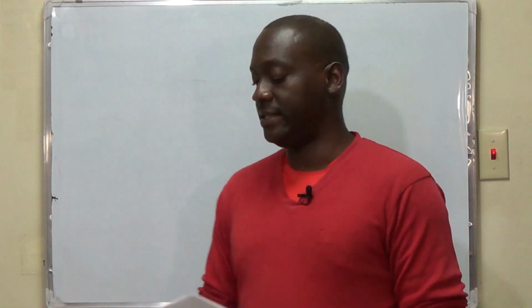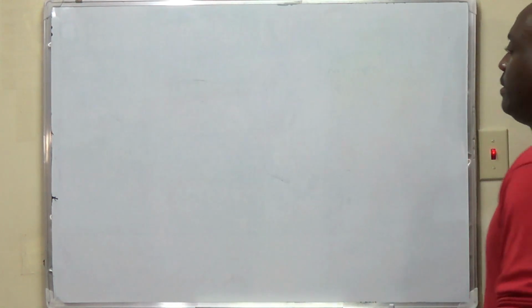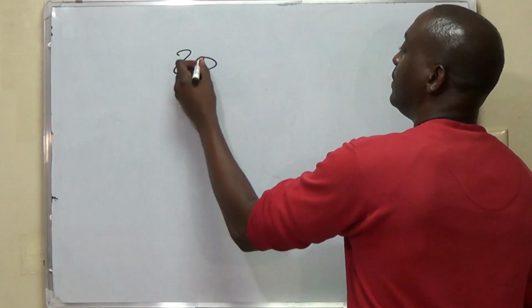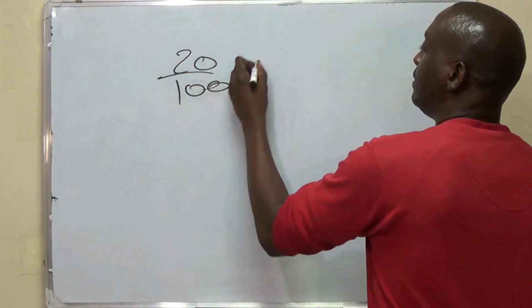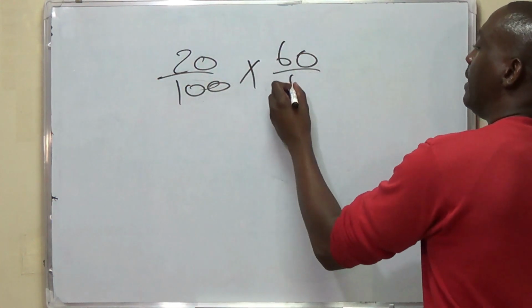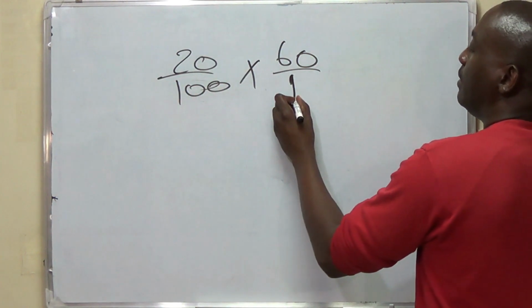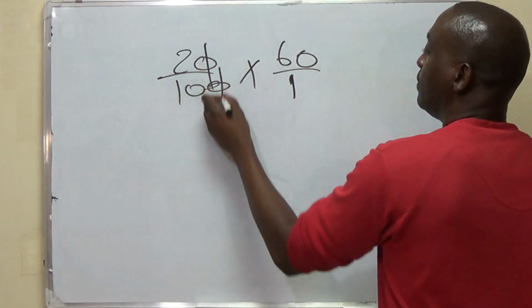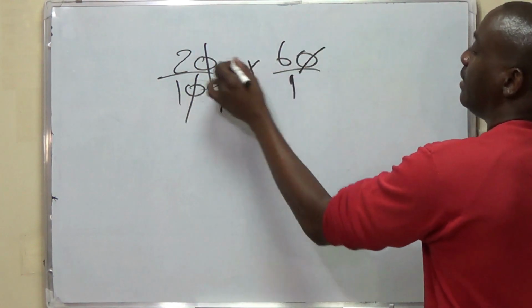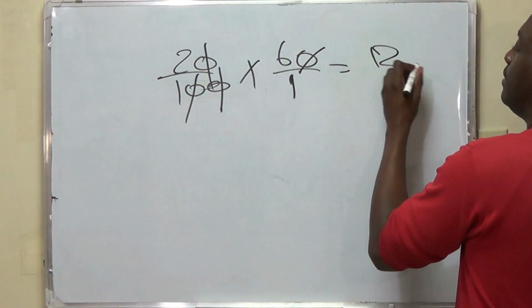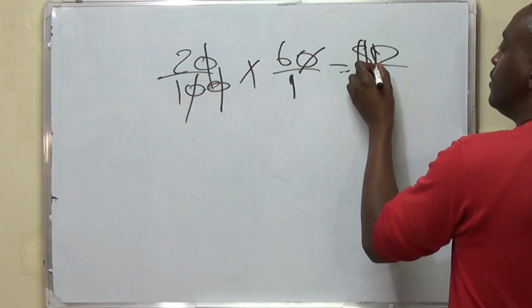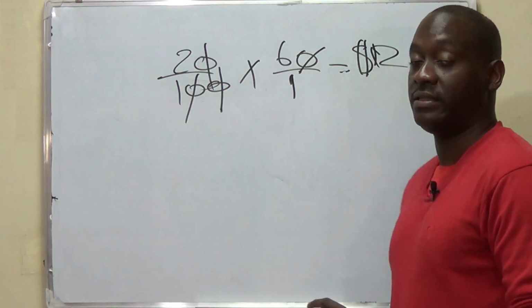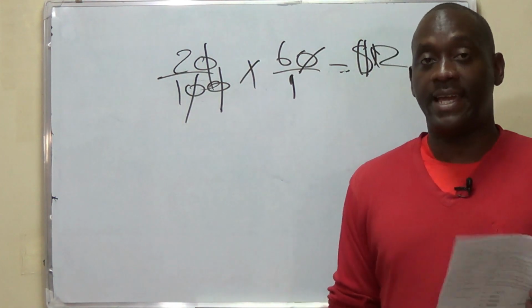How much money did he gain? Straightforward calculation. 20% multiplied by 60 over 1. We cancel. 0 could go into 0 here, 0 could go into 0 here. 2 by 6 is $12. Good? So the profit is $12, which would be answer A here.